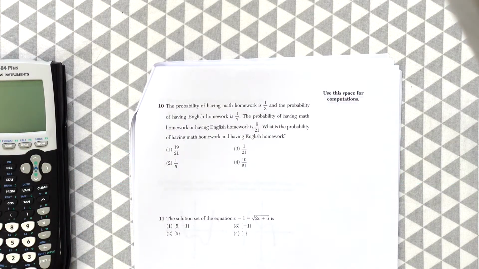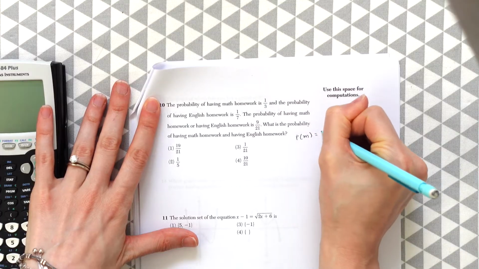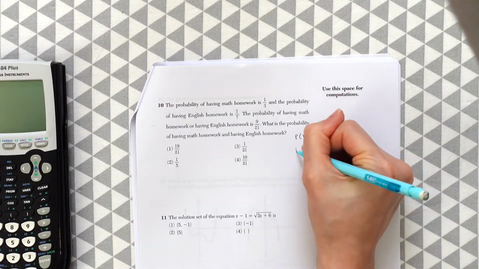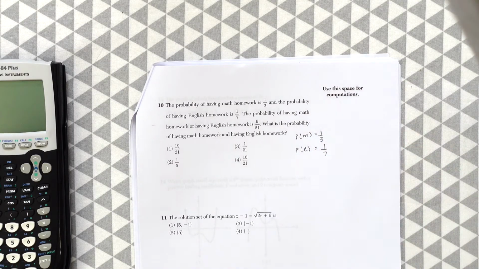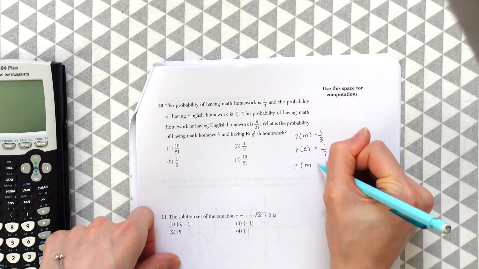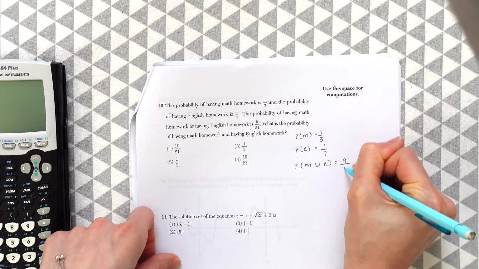Question number 10. The probability of having math homework is 1/3. So I'm just going to take some notes on the side here. We have the probability of math is equal to 1/3. And the probability of having English homework is 1/7. So the probability of English is 1/7. Probability of having math or having English homework is 9/21. So probability of math or English is 9/21.